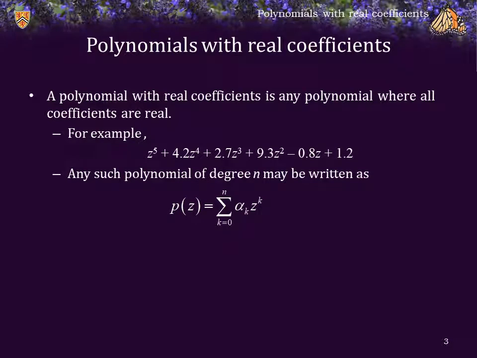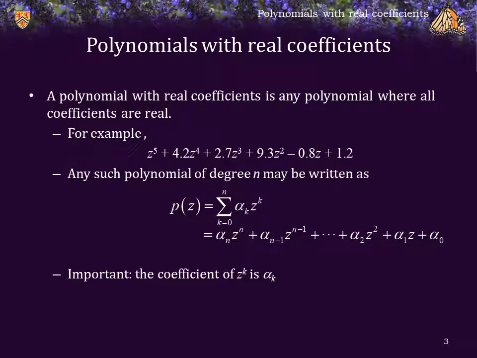Now, any polynomial of degree n may be written as follows. P as a function of the variable z is the sum of alpha sub k, the kth coefficient, times z to the k, where k goes from 0 to n being the degree. So expanded out, this polynomial would look as follows. And of course, we are assuming that the coefficient of the leading term is indeed non-zero.